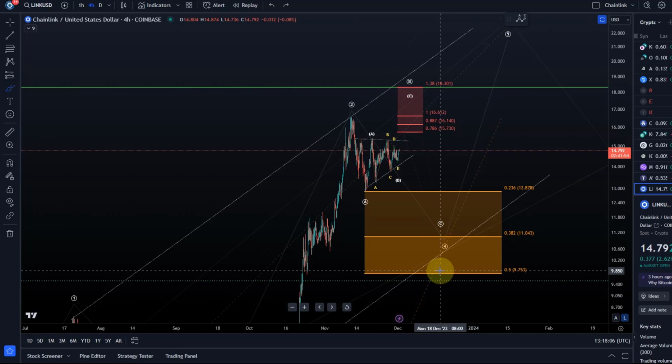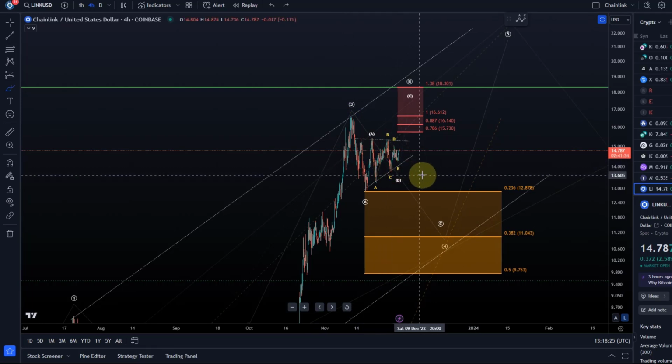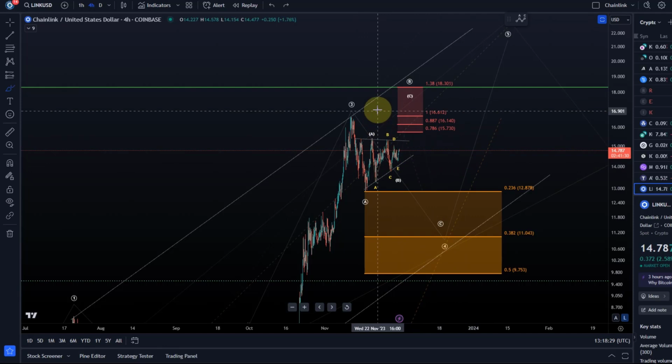As I often say, the ideal target for a 4th wave is usually the 38.2 retracement level of the 3rd wave. And again, the third wave was completed here in November. Or it's December now. So yeah, in November, here around the 12th of November. So this correction has already been running for 3 weeks.